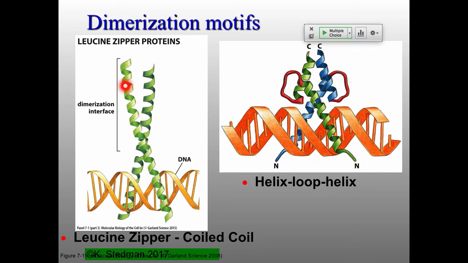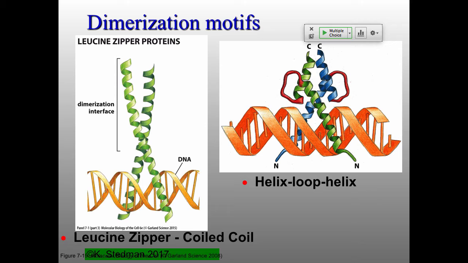It's a motif, which every 7 amino acids has a large hydrophobic residue. But we talked about that when we talked about protein structure right at the beginning. Since every 7 amino acids are on the same side of an alpha helix, those can interact with each other. And so you have a dimerization thing that happens. And so that's your leucine zipper.